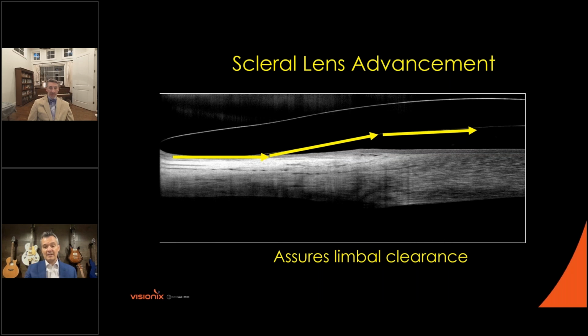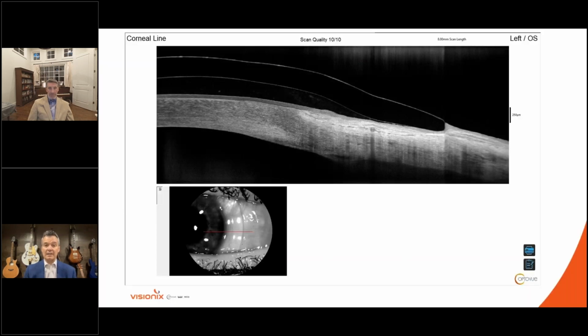What this gives us as a clinician is the ease and purposeful fitting to clear the limbus 360 degrees, which you can see exactly in this scan is in fact happening in this individual. And that's exactly what we want in these individuals. We want that limbus to be physically cleared.